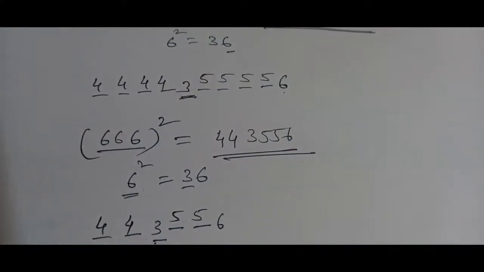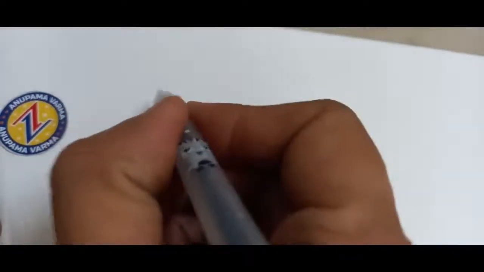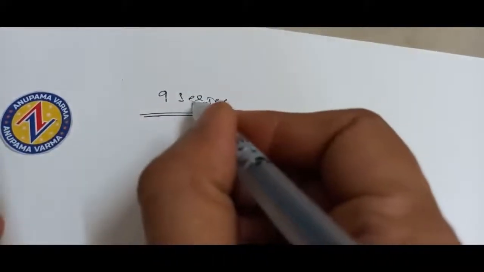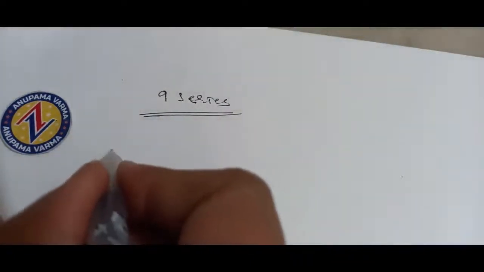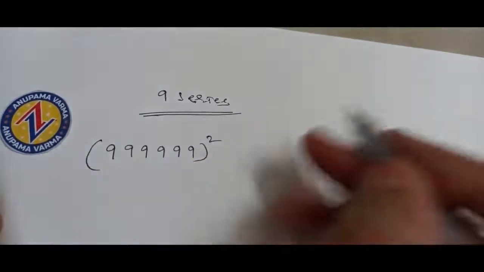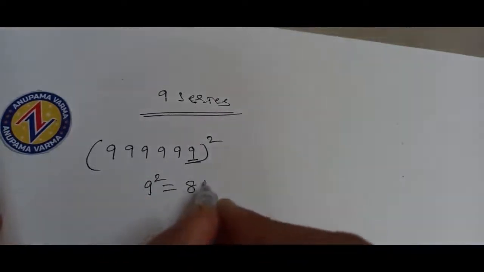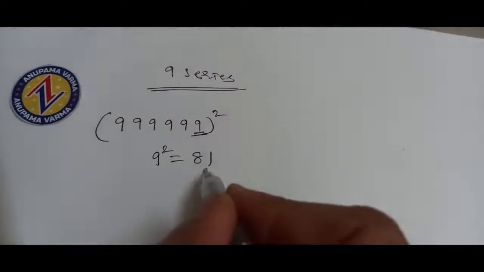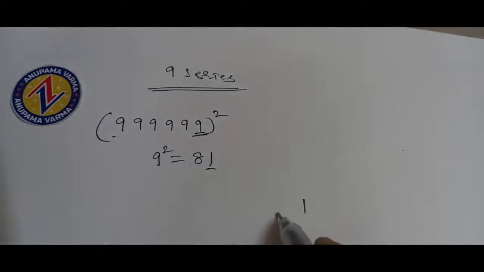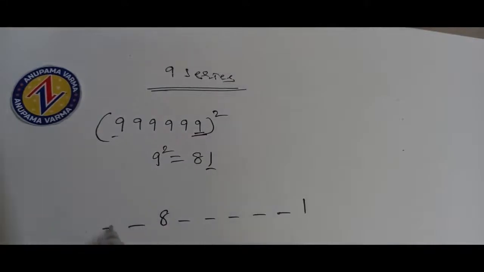And the same technique we can use for even 9 also. Let's see the 9 series. 1, 2, 3, 4, 5, 6 nines squared. So what is the last number here? 9 square is equal to 81. Right. Then write 1 here. How many digits are here? 6 nines are there. So leave 5 spaces. Then write this 8. Again leave 5 spaces.